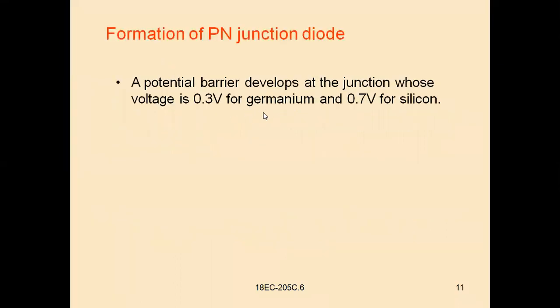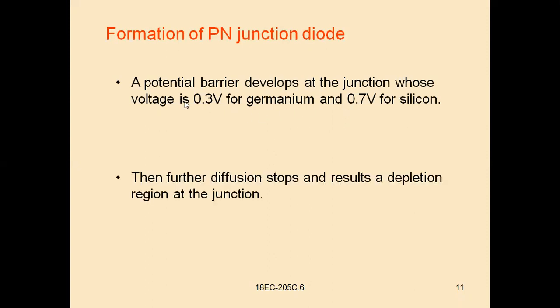So a potential barrier develops at the junction whose voltage is 0.3 volts for germanium and 0.7 volts for silicon. Then further diffusion stops and results in a depletion region at the junction.